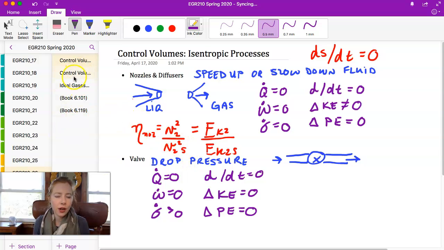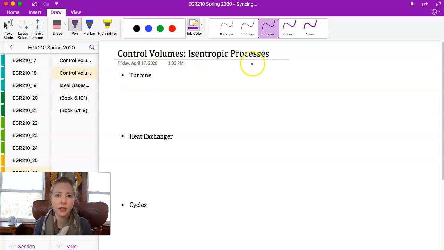And let's move on to turbines. We use turbines a lot in power plant design, and we'll get more into power plant design in the upcoming lectures as well. And so the purpose of a turbine is to get or produce power.